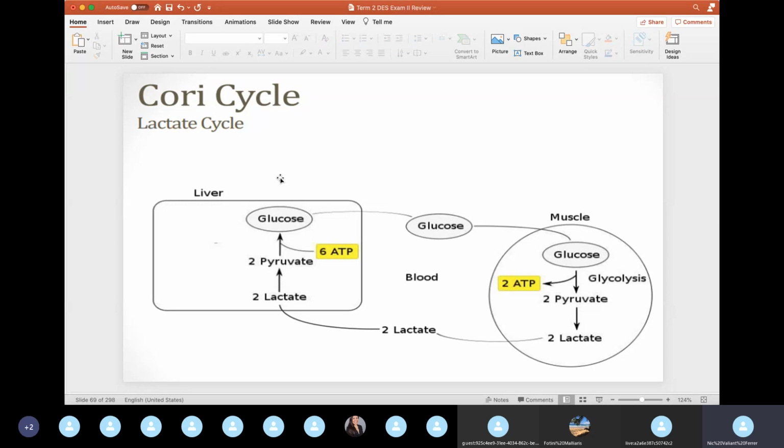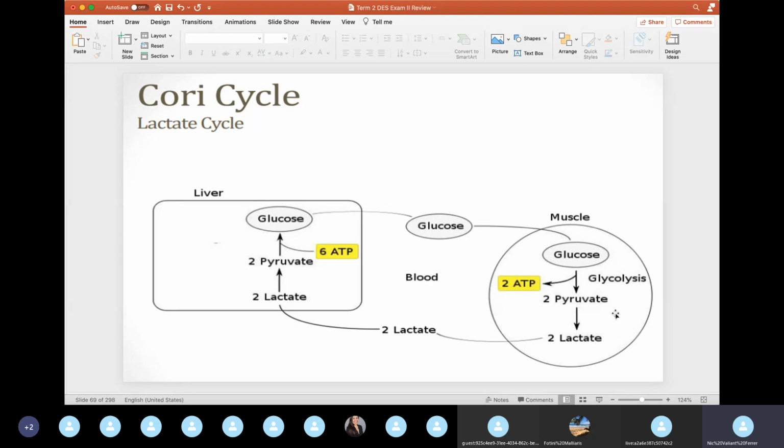So let's talk about the Cori cycle. What is this? The Cori cycle, or the lactate cycle. In the muscle, glucose is converted to pyruvate, and then the last one is lactate. If you're exercising, you're producing much more lactate in the muscle. How am I going to get rid of this lactate? How am I going to convert this lactate into glucose? This lactate from the muscle goes back to the liver. It becomes pyruvate, and then you can have glucose. So this is the Cori cycle.